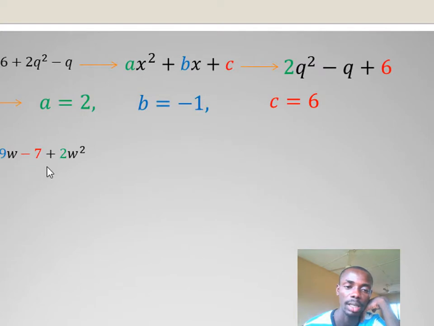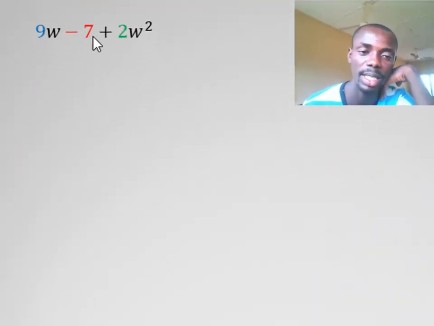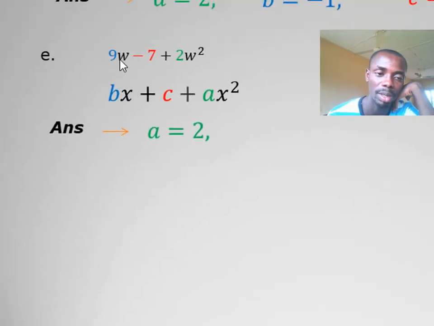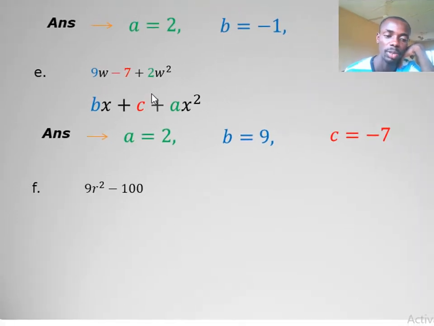So now E. The same way here, this is rearranged. It's not arranged in order. Comparing it with this solution, the A in this question is 2. Then what is our B going to be? B is going to be 9. And our C is going to be what? Minus 7. Okay, we'll move on to the next one.